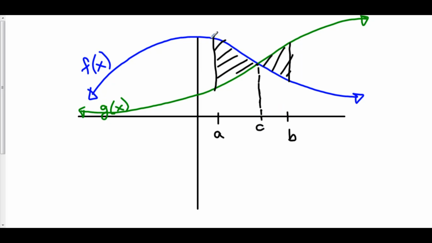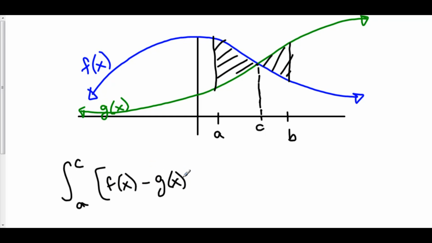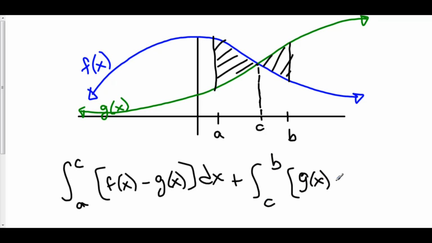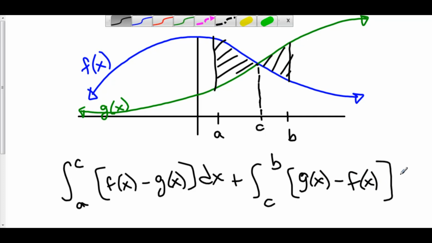We can take the integral from a to c. Our higher function is f of x, minus our lower function, g of x. And then we can add on the integral from c to b. Our higher function is g of x, and our lower function is f of x, dx.